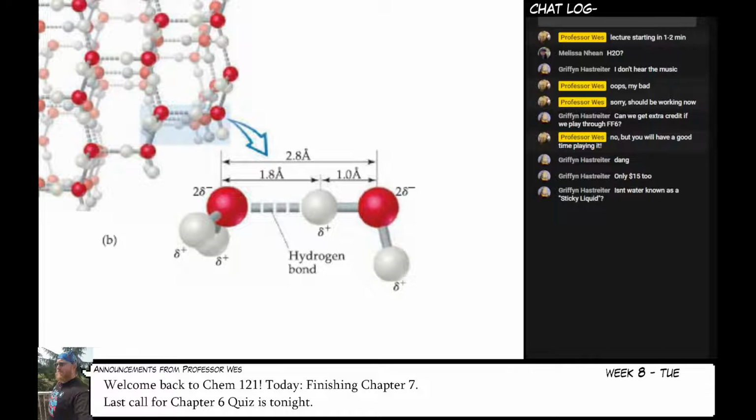Isn't water known as a sticky liquid? I have never heard of it called that. You might be thinking of viscosity, in which case water actually isn't that viscous because it's too tiny. Do we talk about viscosity in this class? I don't really talk about viscosity that much.